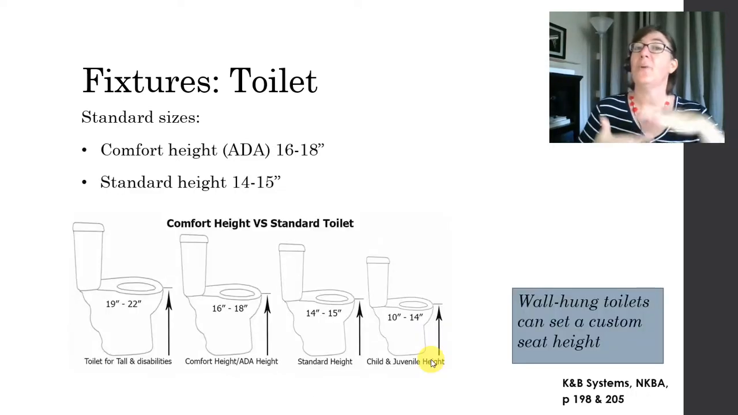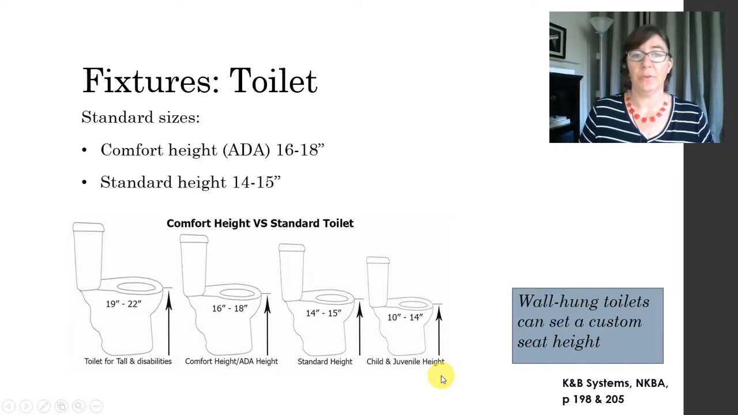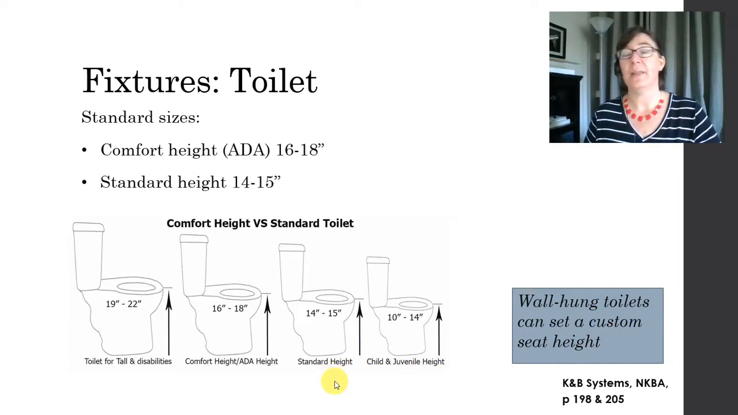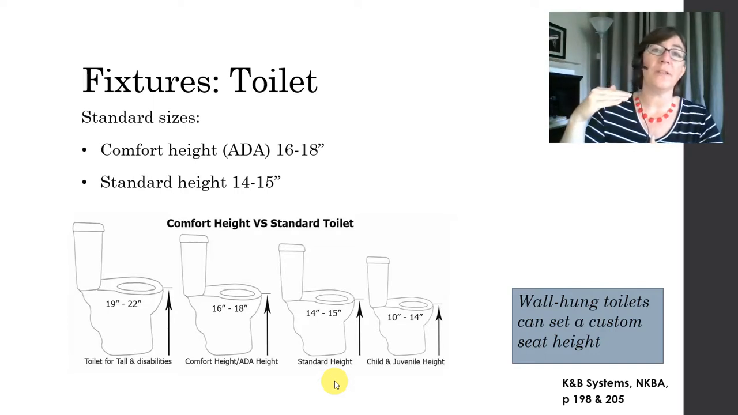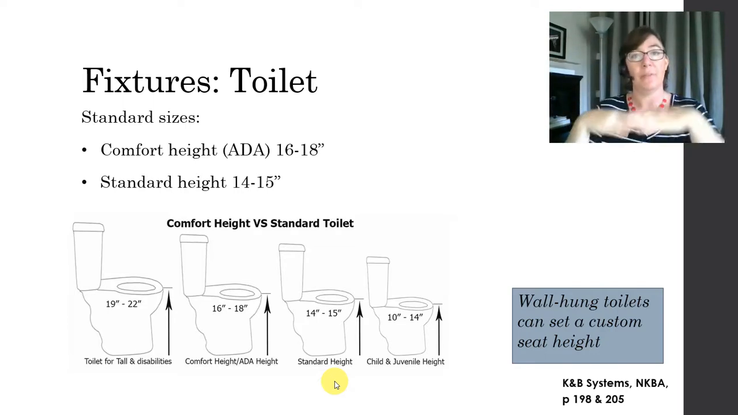There's a couple of standard toilet heights. One of them is a child or juvenile, not very common for residential use. The other one's called a standard height toilet. It is 14 to 15 inches from the finished floor to the rim.